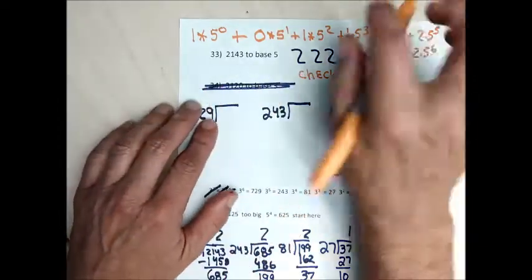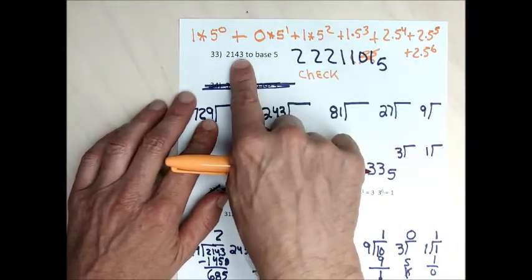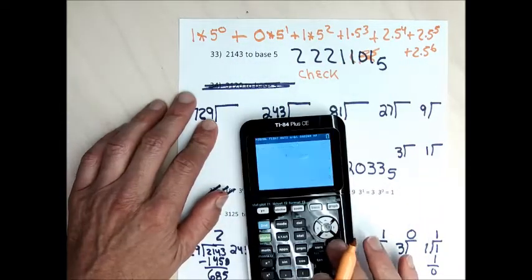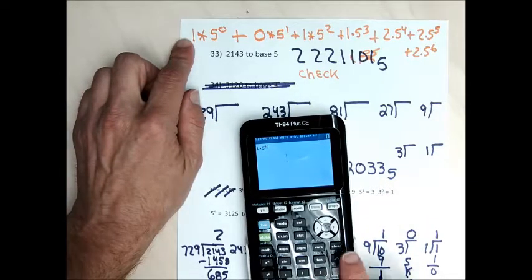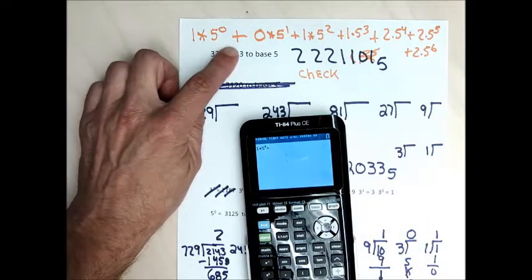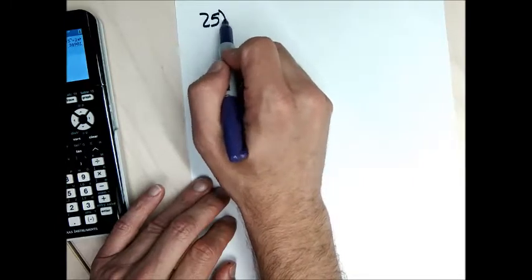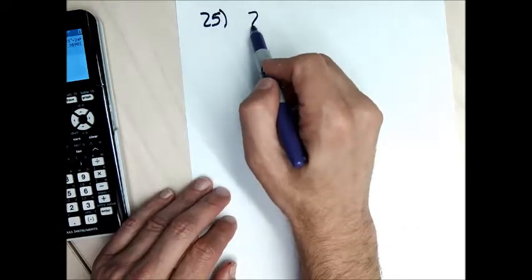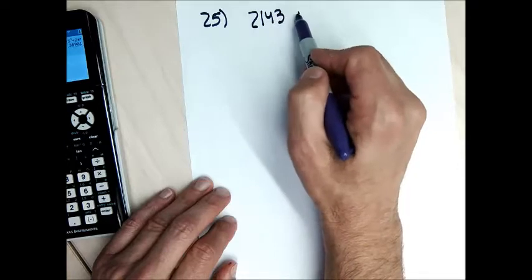So I need to do this computation, and if this computation equals 2143, then this answer is right and my key is wrong. So let me check it really quickly. So I'm going to go 1 times 5 to the 0 plus 0 times 5 to the 1. So I made a horrible mistake. I decided I was going to do 25, and I made a mistake, and I'm just redoing this problem.